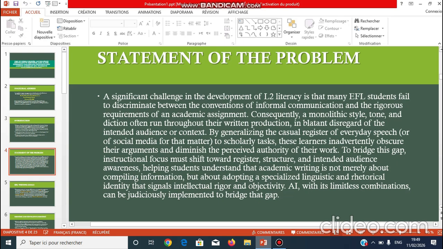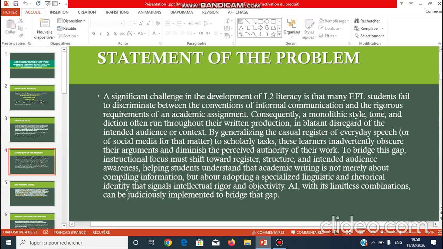Statement of the problem. A significant challenge in the development of L2 literacy is that many FL students fail to discriminate between the conventions of informal communication and the rigorous requirements of an academic assignment. Consequently, a monolithic style, tone, and diction often run throughout the written production in a blatant disregard of the intended audience or context.